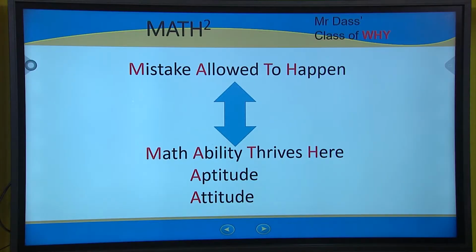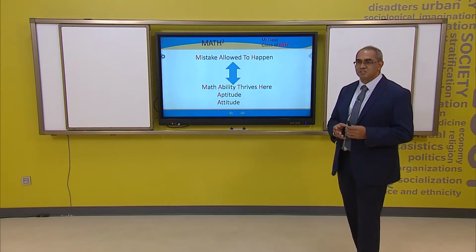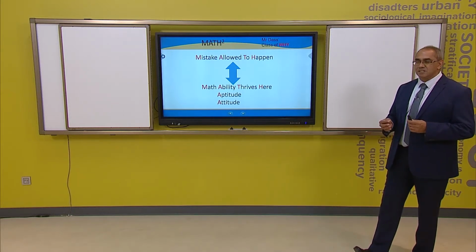And you can see I call it maths squared. The reason for that is that, first of all, in maths, mistakes are allowed to happen. Okay? I know as students, you have a lot of pressure from parents, from educators, that you need to do the best you can in maths. And the reason what happens is then you don't want to make mistakes. So what I would like you all to do is remember that mistakes are allowed to happen.